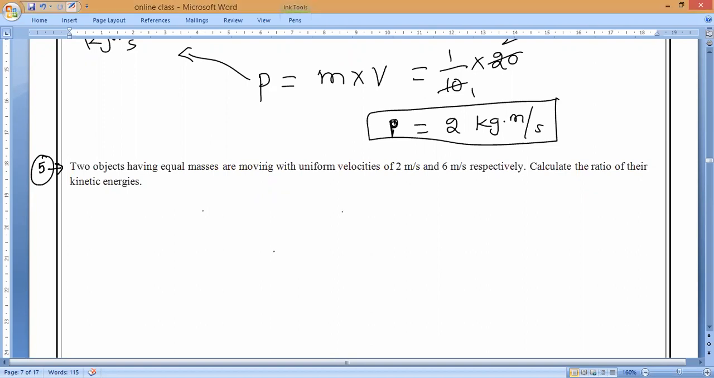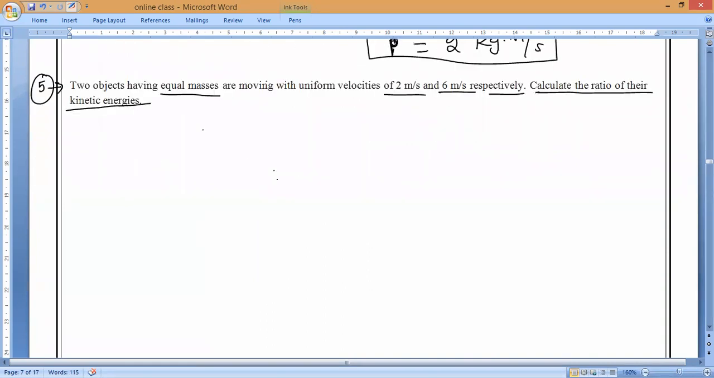Now, two objects having equal masses are moving with uniform velocities of 2 meter per second and 6 meter per second respectively. Calculate the ratio of their kinetic energies. Let me see who will do first. Very simple. You can take two bodies of equal masses. What is the familiar body? Car is our most familiar body.